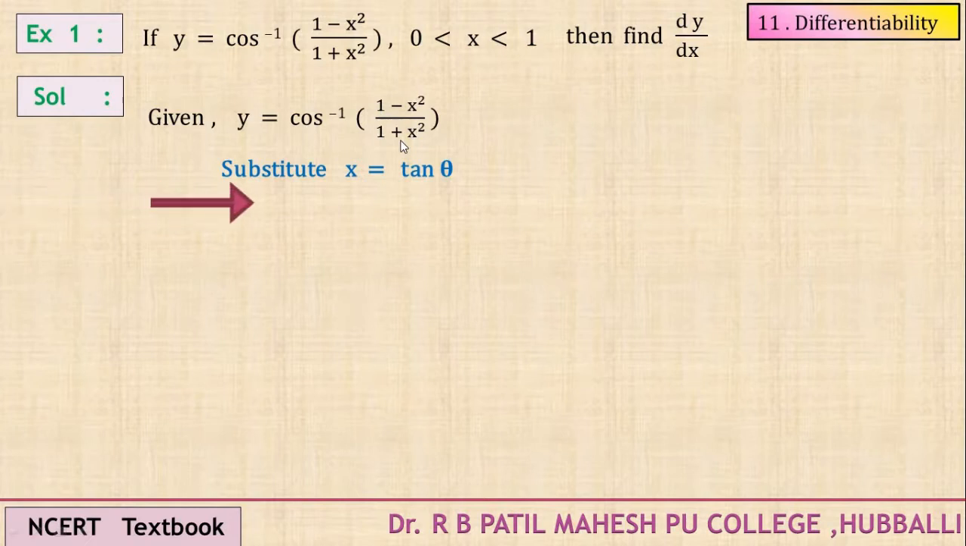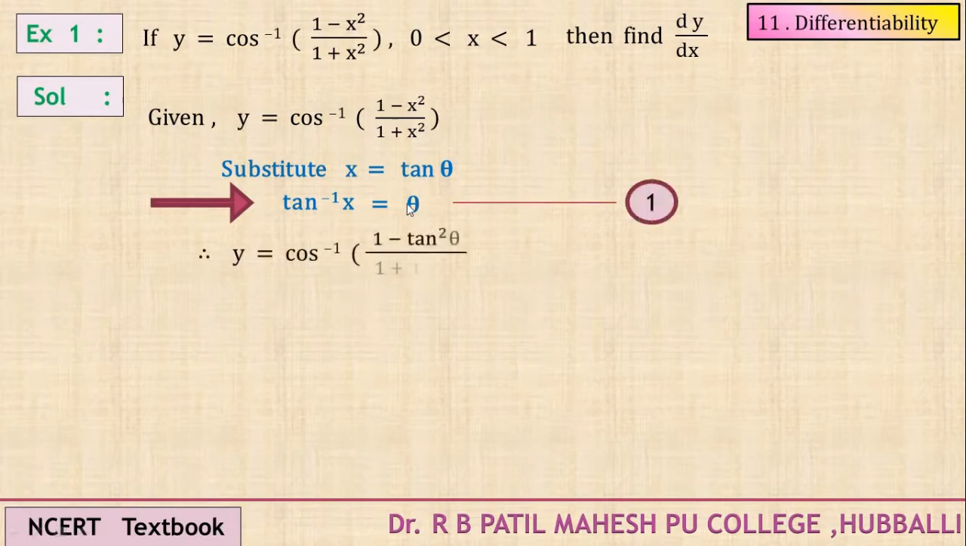So this implies tan inverse x is equal to theta. Transfer the tan function to the left side, it becomes the inverse function and theta remains as it is. Take this as equation 1. So y we get is cos inverse of (1 minus tan square theta) divided by (1 plus tan square theta), and this expression is nothing but cos 2 theta. 1 minus tan square theta divided by 1 plus tan square theta is equal to cos 2 theta.